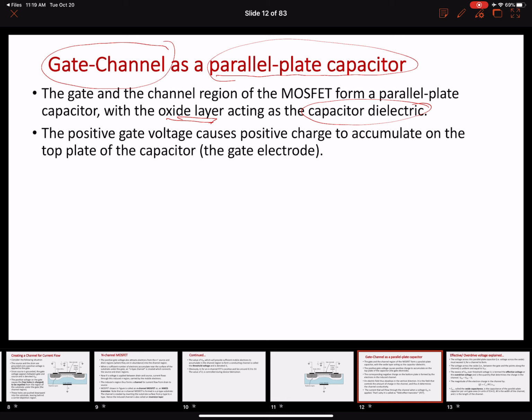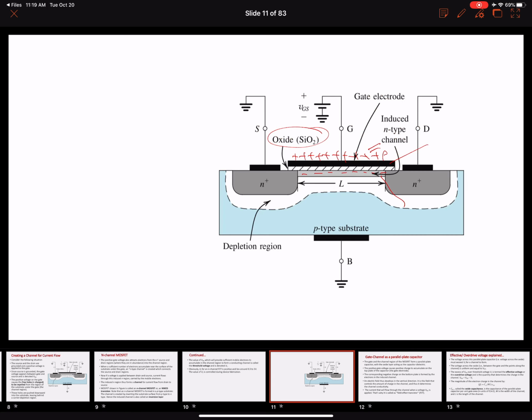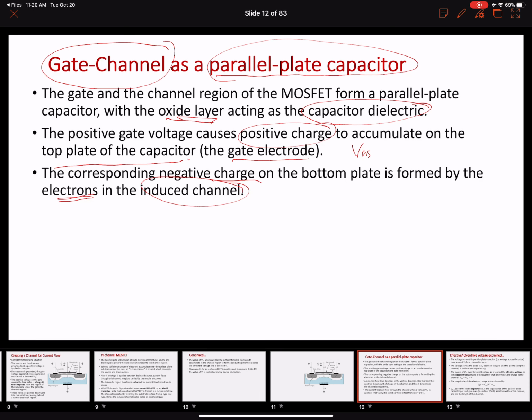We talked about this. When we apply a gate to source voltage, this will accumulate the positive charge on the gate electrode, on the top plate of the capacitor, which is essentially this one. The corresponding negative charge will be accumulated in the channel, because of the free electrons. We also discussed that this negative charge is accumulated when the gate to source voltage exceeds the threshold voltage, right? This is what we discussed in the last lecture. We're going to talk more about this today: the gate to source voltage needs to exceed a certain voltage to induce a channel, which is called the threshold voltage, VT. Okay, so this is behaving like a parallel plate capacitor.